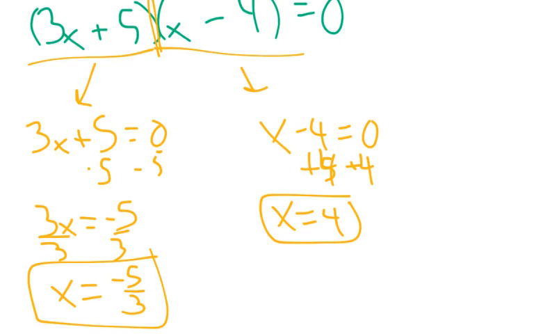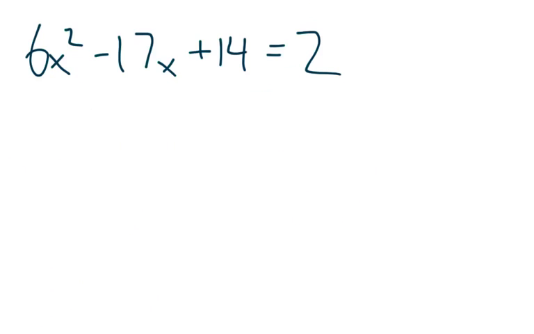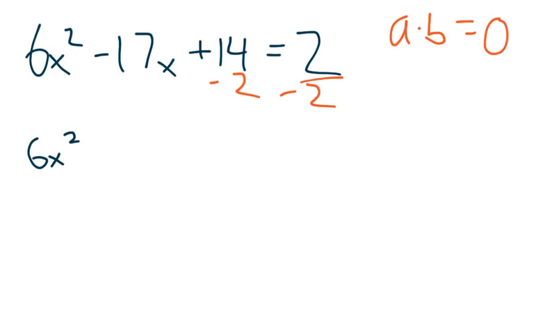And so that right there is the difference between 16.2 and 16.3. When you factor it, you're going to have to do a little more work to solve it. All right, one final example for you. Just want to show you, again, it has to be equal to 0. So the rule all this is based off of is a times b equals 0. That's not equal to 0 yet. So subtract 2, and now we're looking at 6x squared minus 17x plus 12 equals 0.